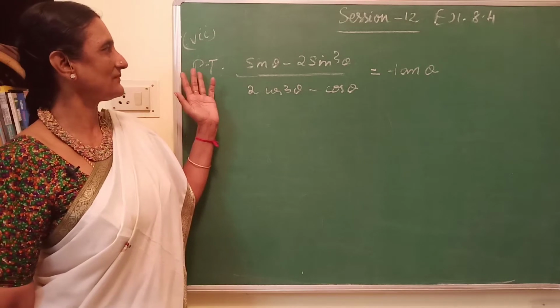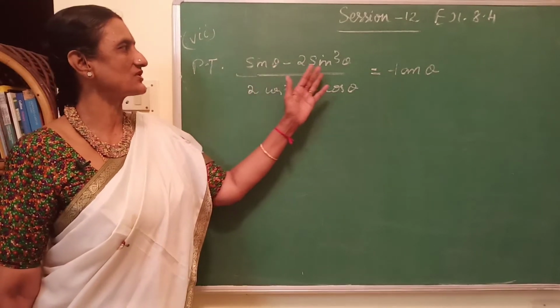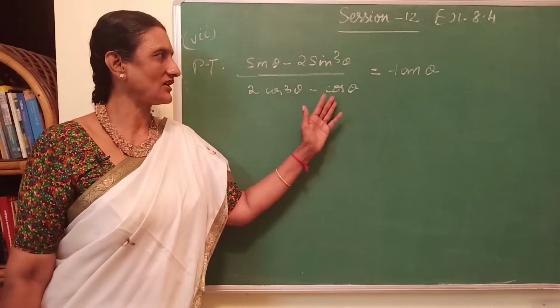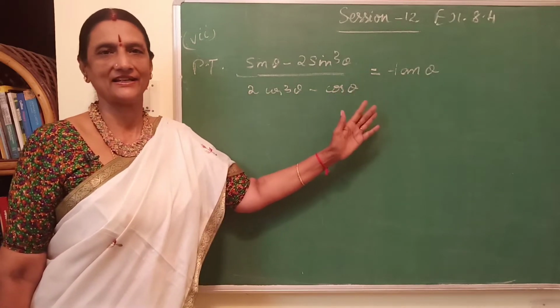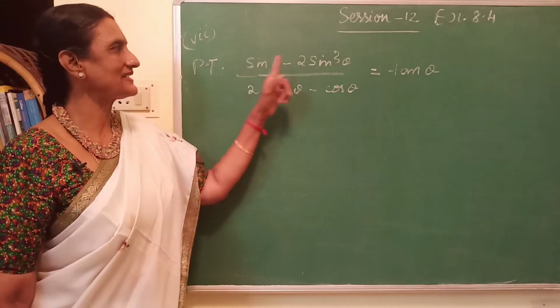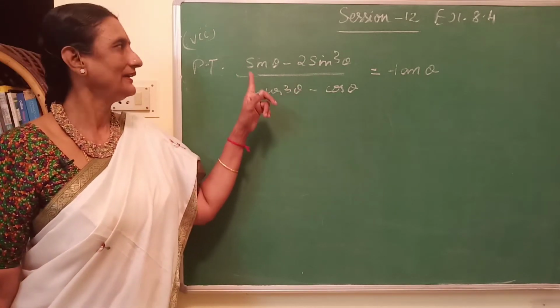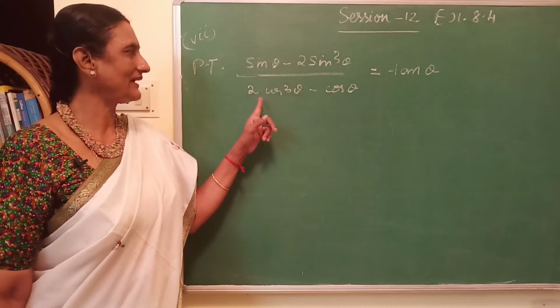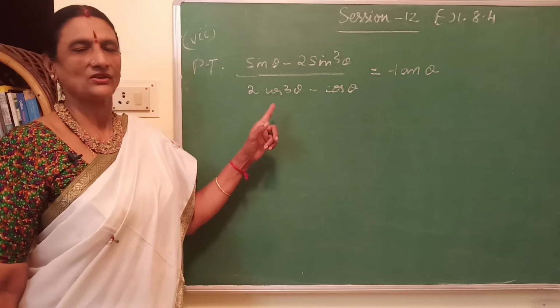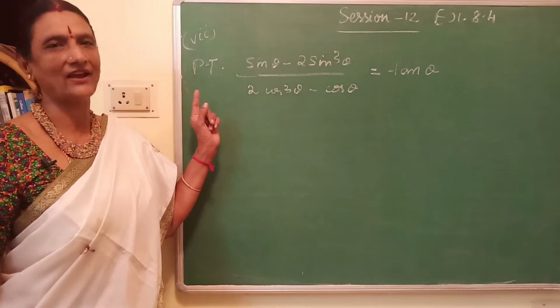In the seventh sum we have to prove that (sin theta minus 2 sin cube theta) divided by (2 cos cube theta minus cos theta) is tan theta. In this result, one thing you can notice is that sin theta is common for both the terms in the numerator, and cos theta is common for both in the denominator. So that is the clue here. From that we have to proceed.